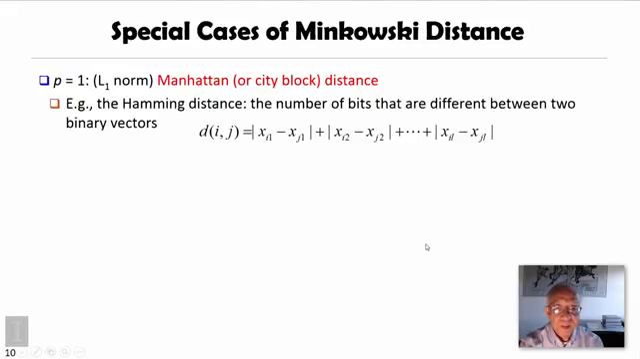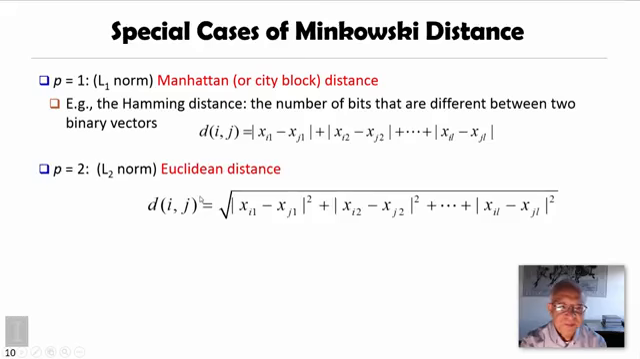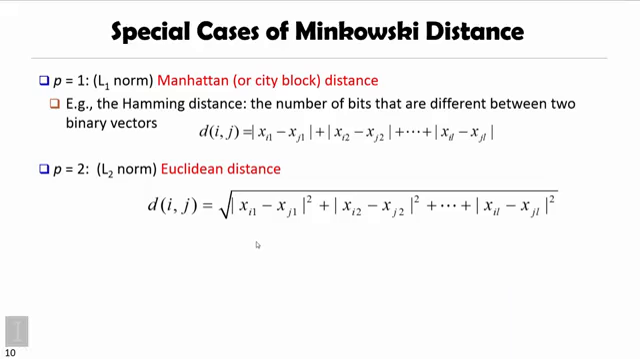Then we look at some special cases of Minkowski distance. If p equals 1, we call it the L1 norm. It's also called Manhattan or city block distance, defined by this formula. In particular, if we are dealing with binary vectors, we call this the Hamming distance. It's the number of bits that are different. Then if p equals 2, it is also called the L2 norm, which is Euclidean distance, defined in the typical way like this. This is a very familiar one, I think, for all the people.